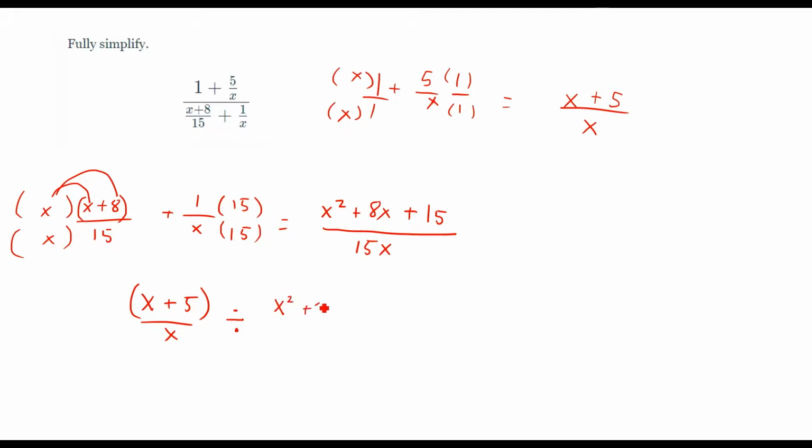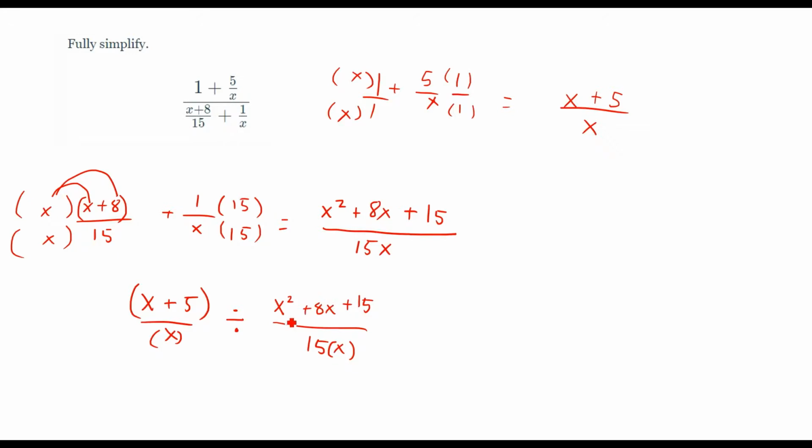X squared plus 8x plus 15 divided by 15x. Okay, so I'm going to put these x's in parentheses as well, just because I feel like those are going to get factored out. You don't have to do that yourself, but whenever you see it, it might help. Sometimes it might not. It's up to you.